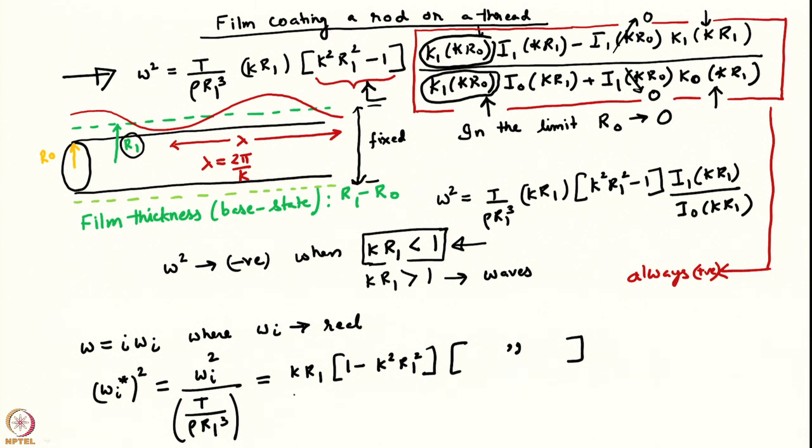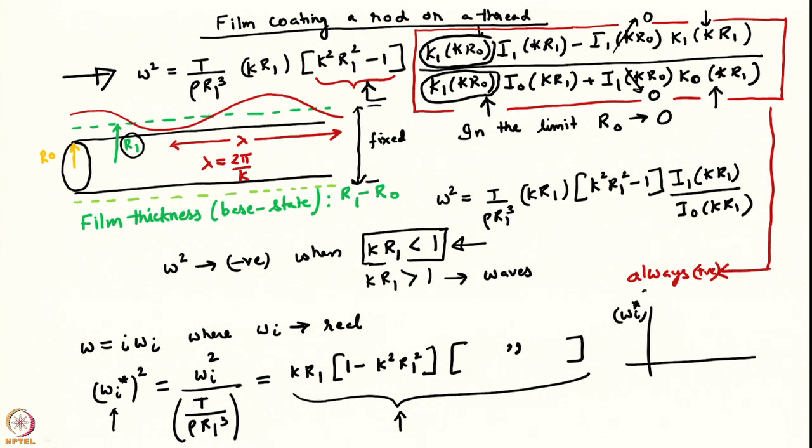And so now this is purely positive, because I have reversed the part which is actually negative. So I have reversed the part, and now I am going to plot the left hand side as a function of right hand side. So if I do that, or rather if I plot omega I square as a function of kr1, then you will see once again the same thing.